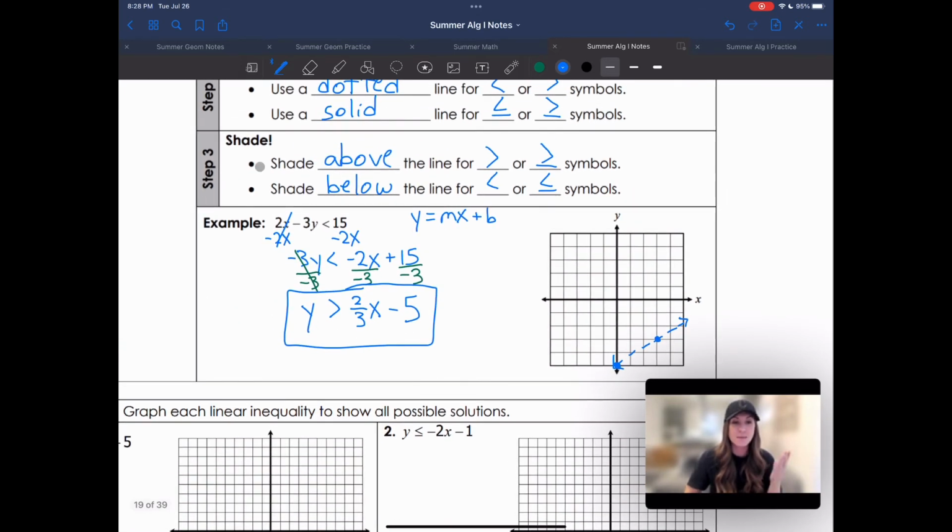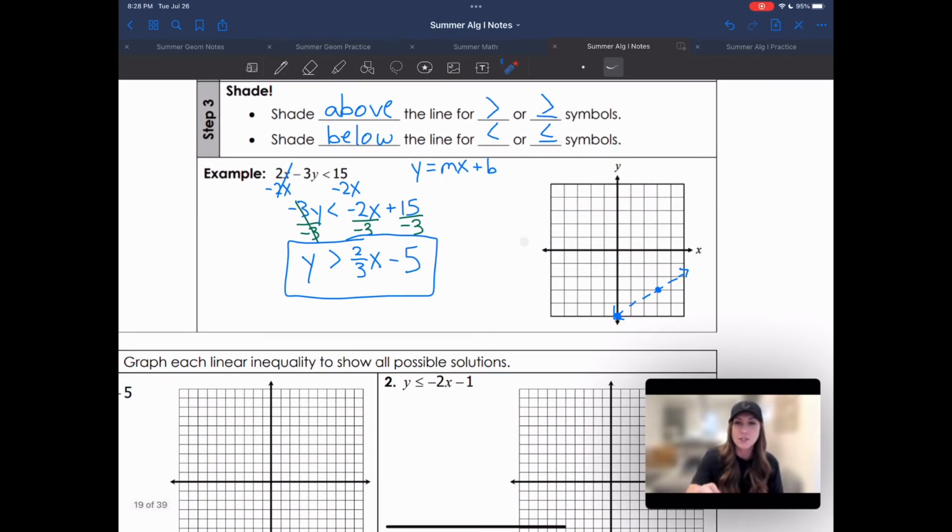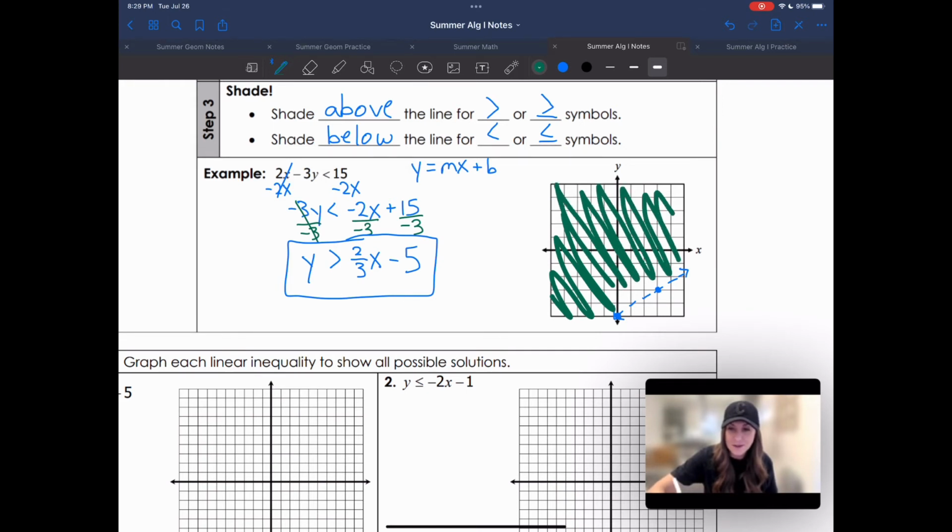And our last step is gonna be shade, okay? So it says shade above the line for any type of greater than symbol and below the line for any type of less than symbol. Okay, so just to give y'all an idea of this, if this is our line, above it would be all of this, and below it would be all of this. Okay, so this is a greater than symbol, right? Y is greater than that whole line. So I'm gonna shade everything up here. So I'm just gonna pick a different color. You don't have to color it all in, but you wanna clearly show you shaded above your line. So that would be good enough for me.